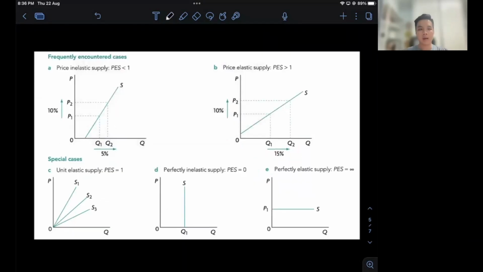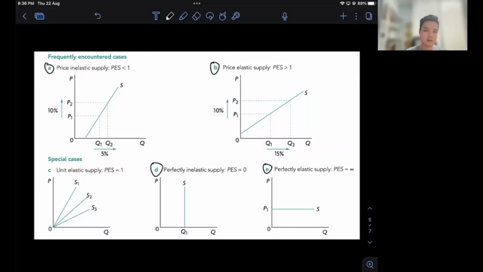So like PED, PES also exists on a spectrum from perfectly inelastic supply with PES being 0 to perfectly elastic supply with PES being infinite. But once again, most goods usually have an inelastic or an elastic supply, and both are reflected in diagrams A and B, so I'll be explaining both diagrams more specifically.